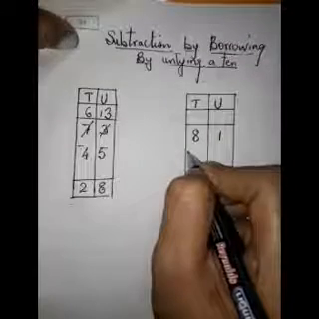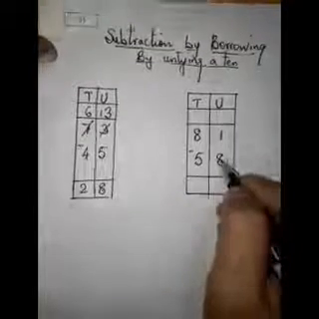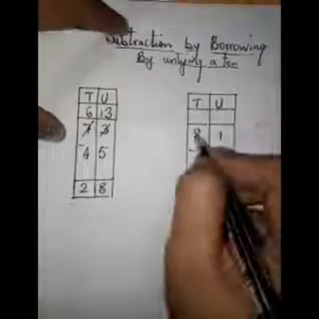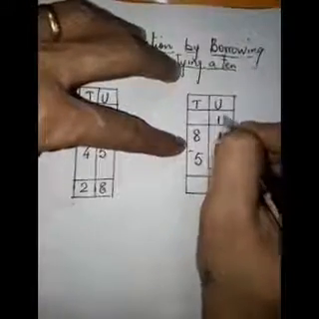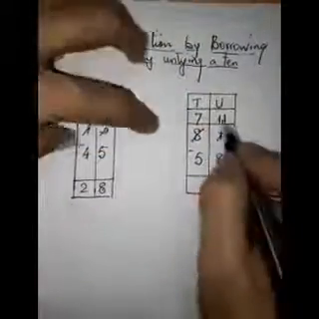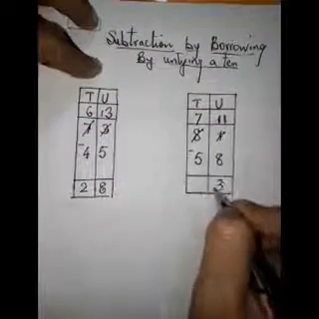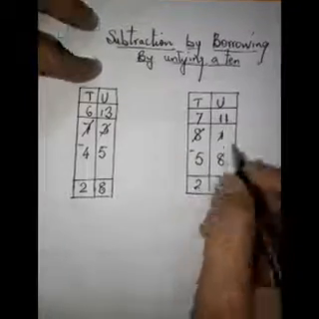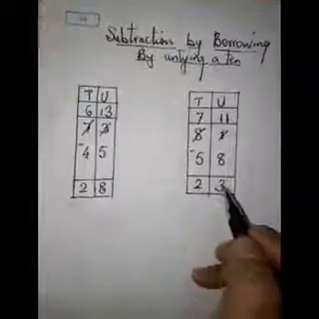81 minus 58. Here too we can't subtract 8 from 1. 1 is a smaller number. So we'll take 1 ten from here. So 10 plus this 1 becomes 11. And here we are left with 7 tens. Here we get 11 units. 11 minus 8 will be 3. And 7 minus 5 will be 2. So 81 minus 58 gives us 23.